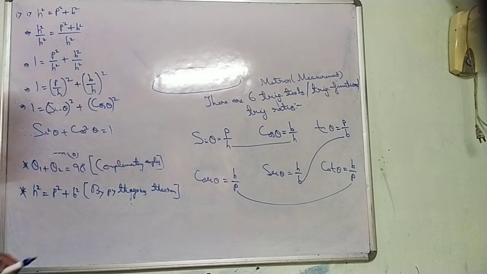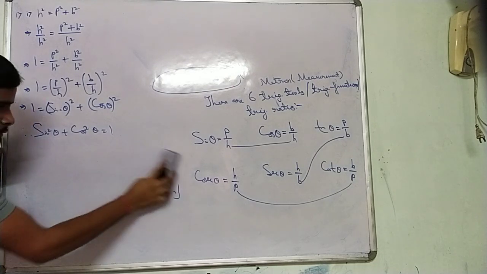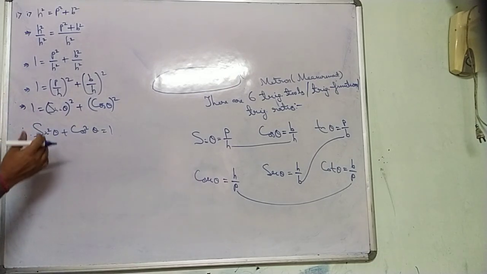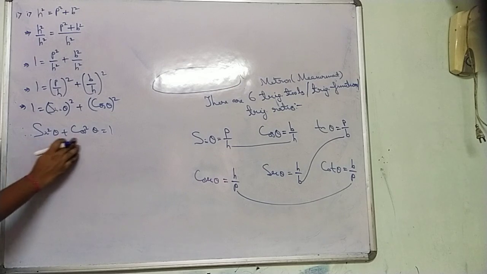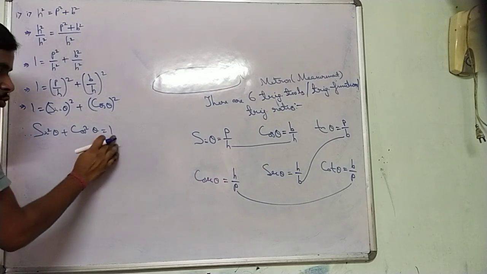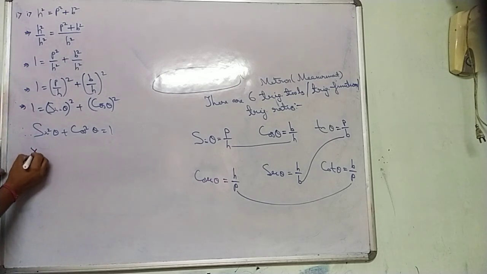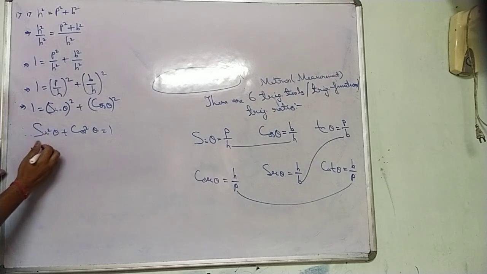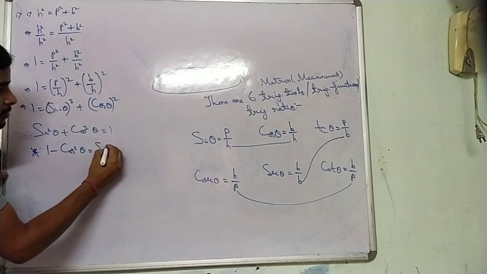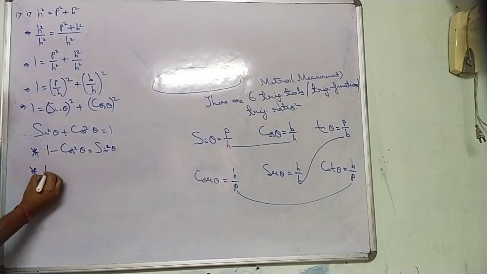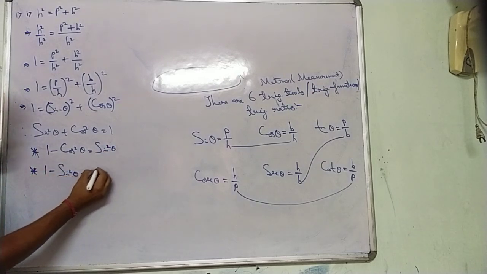So using this formula, for simplifying the trigonometric expressions, we can use this identity, that is sine square theta plus cos square theta equals to 1, and we can derive two more forms from this, that is 1 minus cos square theta is equals to sine square theta. 1 minus sine square theta equals to cos square theta.